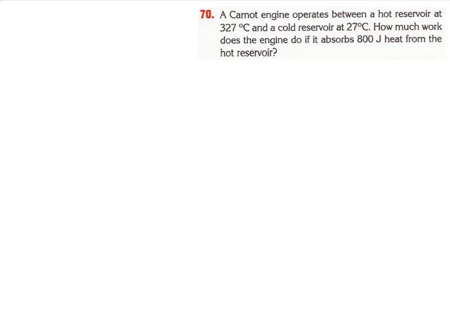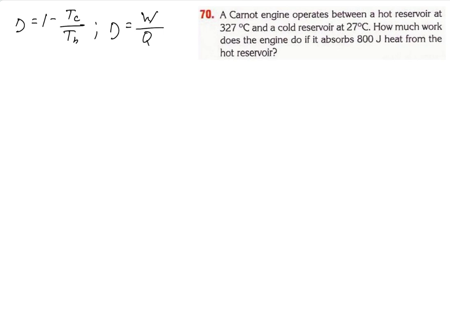Question 70. A Carnot engine operates between a hot reservoir at 327 Celsius and a cold reservoir at 27 Celsius. How much work does the engine do if it absorbs 800 joules of heat from the hot reservoir? So here we have to use two equations. The first one is the efficiency of the Carnot engine, which is 1 minus temperature cold over temperature hot, and the efficiency of the engine, which is work over heat given to the system.